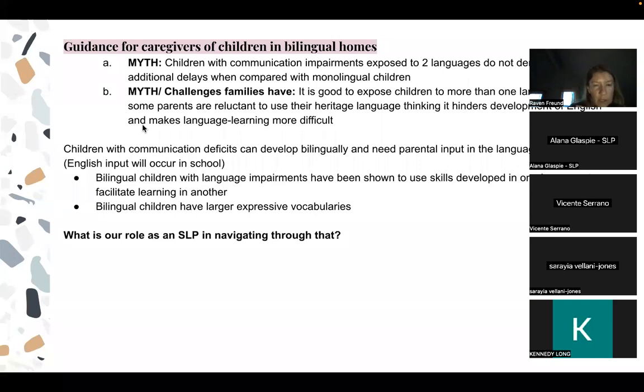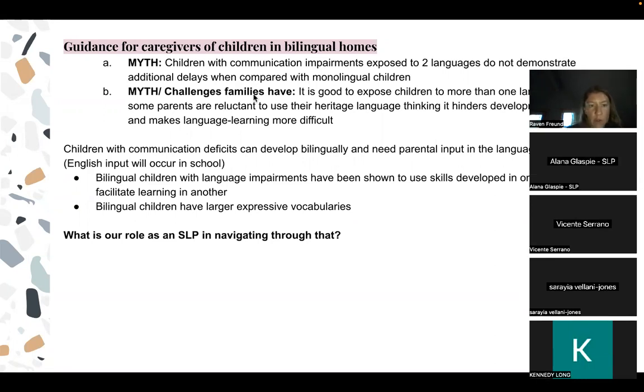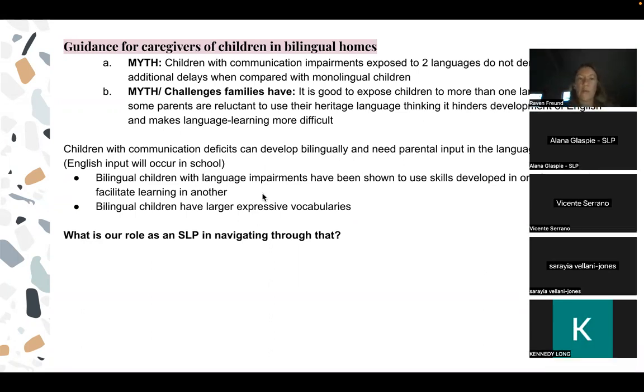Okay, children with communication deficits can develop bilingually and need parental input in the language of the home. English input will occur in school. Yeah, and you guys will see this in your placements, or if you've ever worked in a school, that parents get really worried about this. So a lot of this exam, and just in school in general, really think about what you would tell a parent, and you would never say stop speaking your native language, right? If you rationalize that and think through it, well, why? Because exposure is great all around.